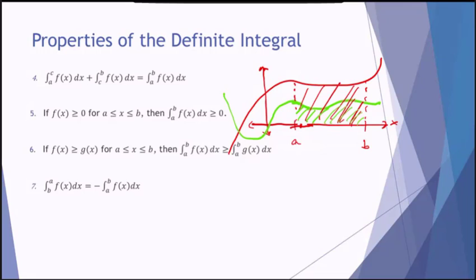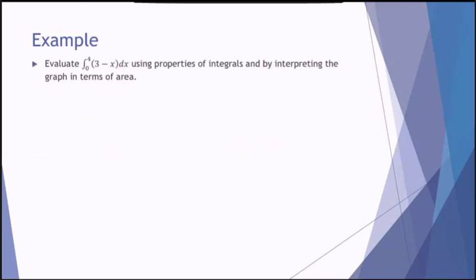So let's take a look at an example where we're going to evaluate an integral. But this time we're going to see if we can cut down on that limit process a little bit by using properties of integrals. And this is a new one, interpreting the graph in terms of area. That's a little bit new for us.